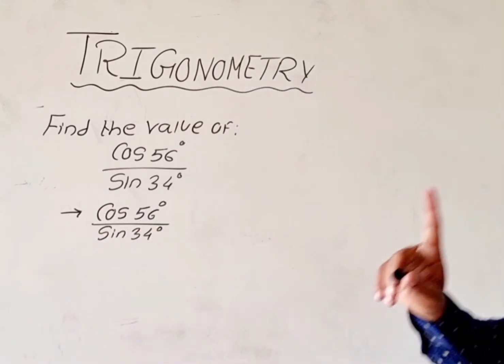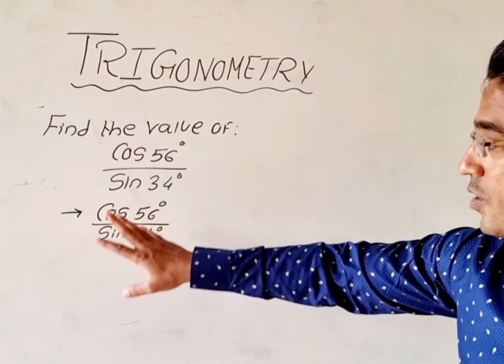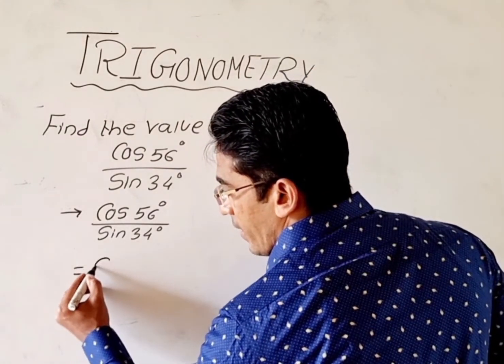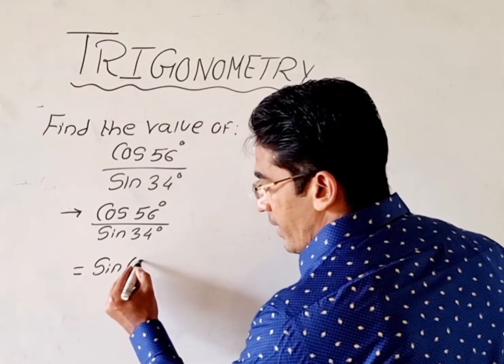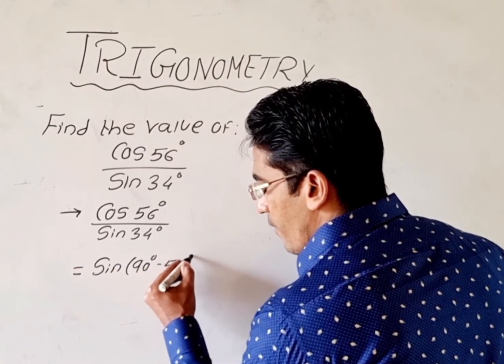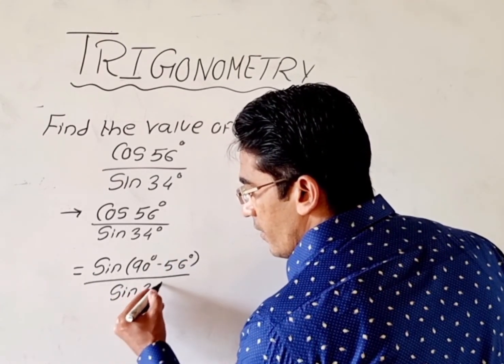Now we have to change any one, either change cos or change sin. Suppose we are changing cos. So cos will get converted into sin. What do we have to do? We have to subtract the angle from 90 degree. 90 minus 56 upon sin 34.